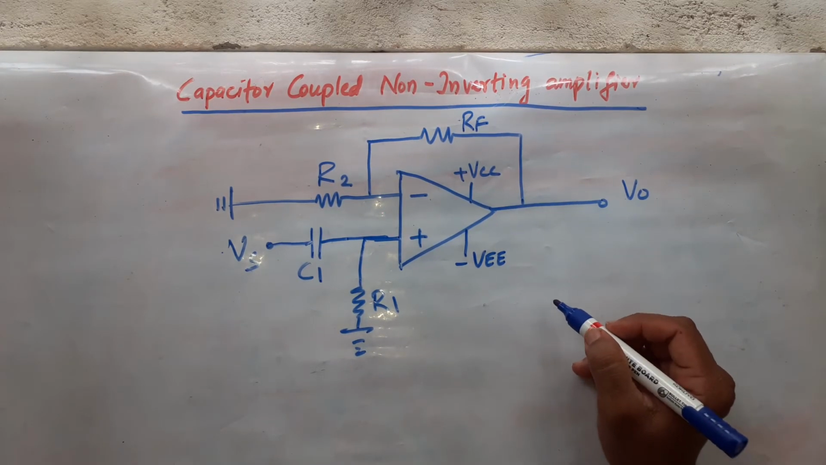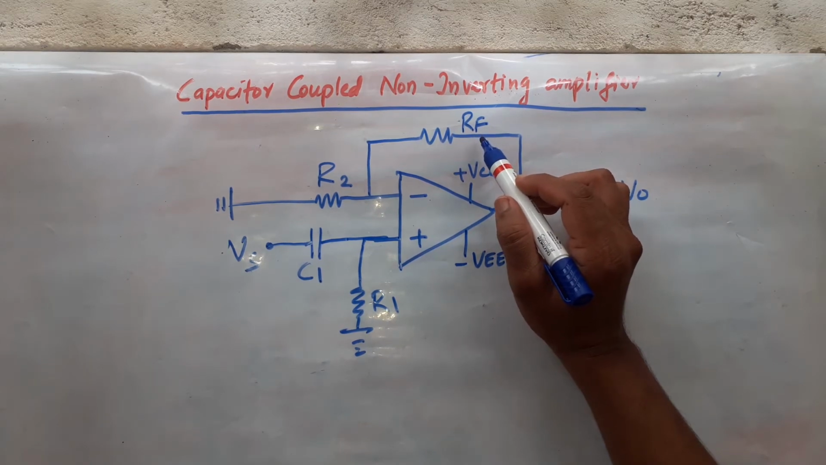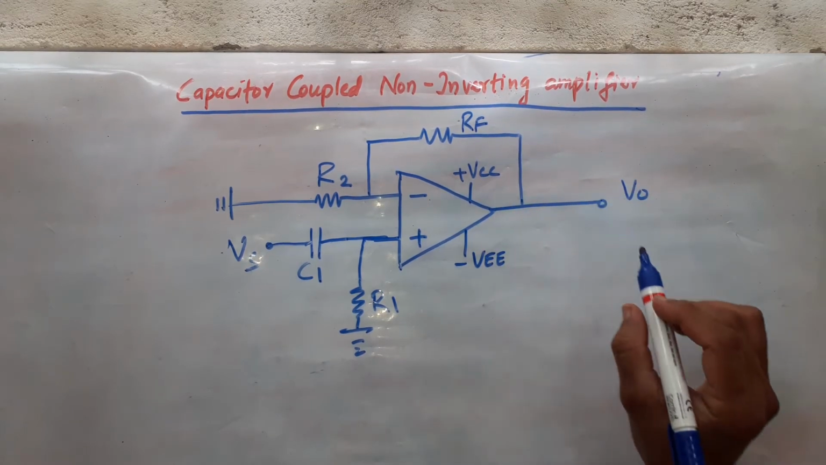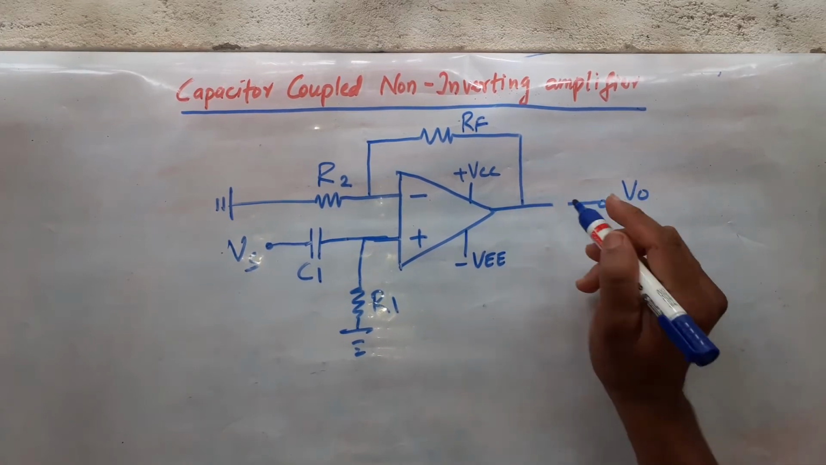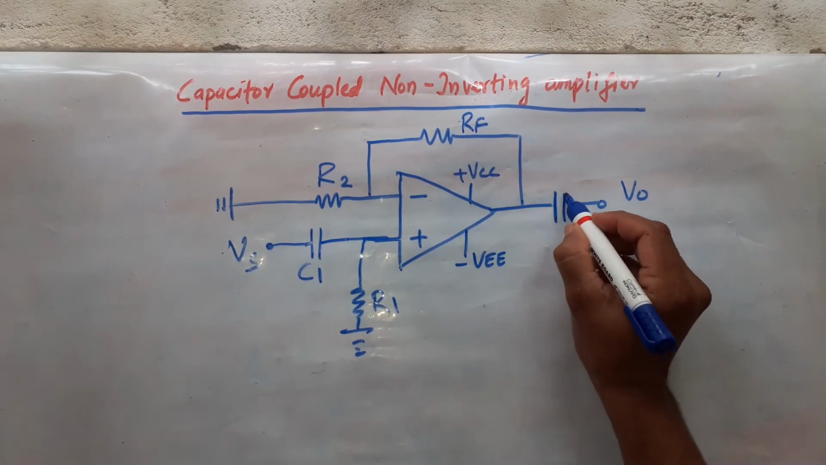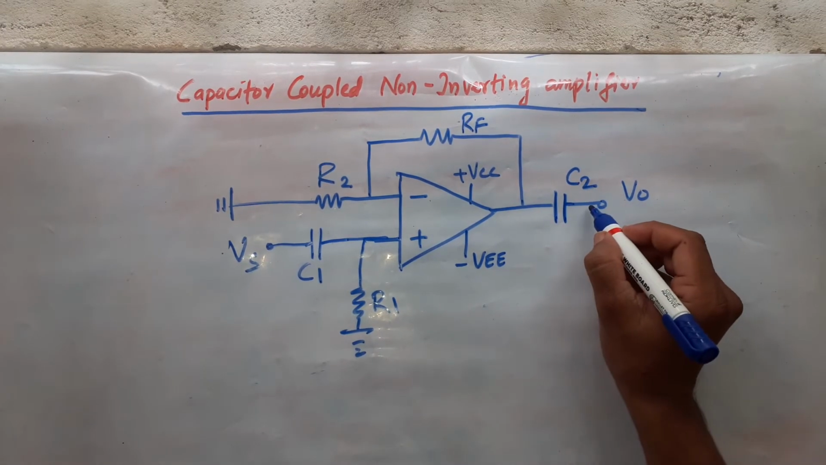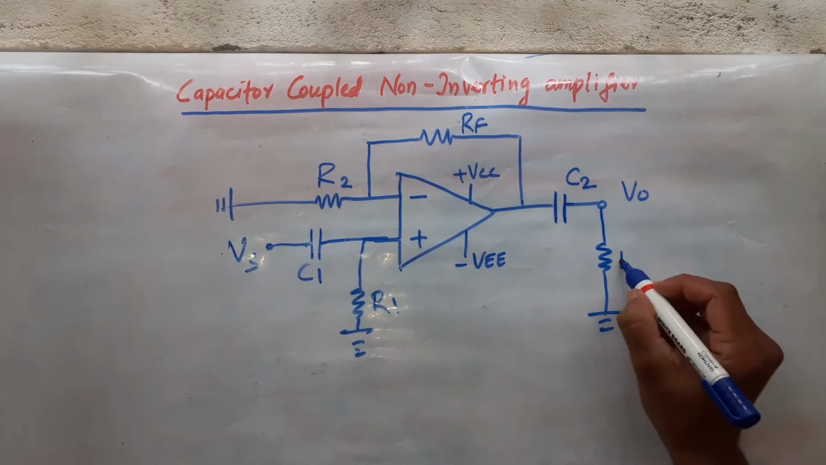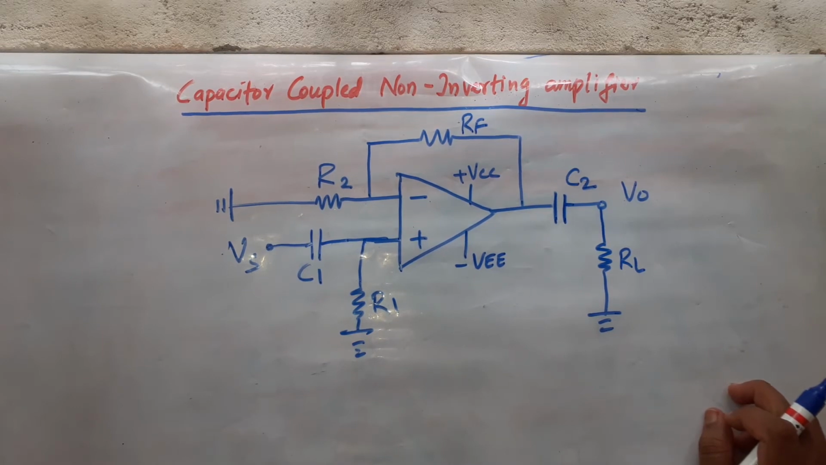Here also RF is written in some textbooks. You will find R3 or R2. Name may change. Let the name change, but their location, their position is very important. And output side, this will be C2. Here we can have one resistor RL, load resistor. So this is what the capacitor coupled non-inverting amplifier circuit is.